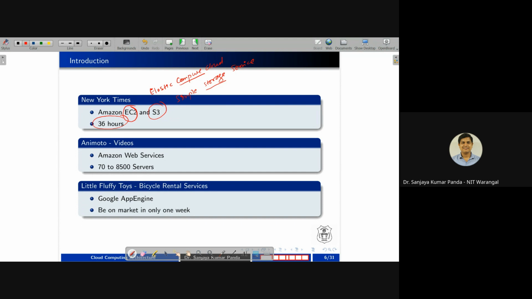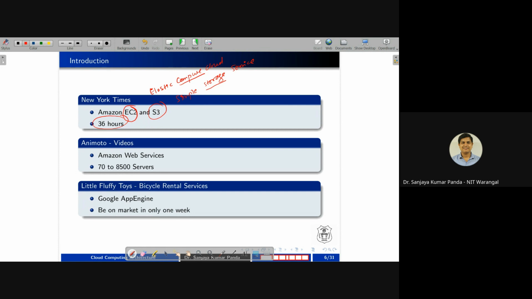But at a later point of time, if you feel that you don't need these 8,500 servers, that you are done with 100 servers, then you can also reduce it. So this shows a clear example of scalability. We can increase and we can decrease based upon our requirement. Animoto did this by increasing from 70 to 8,000 per hour, and based upon the demand, they are increasing or decreasing the number of servers.